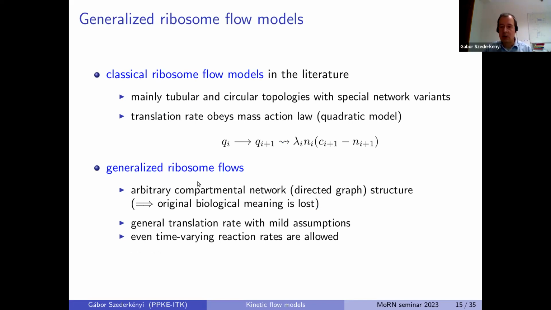A few words about how we generalized these ribosome flow models. In the literature, mainly tubular and circular topologies were considered, and the translation rate was mass action type, which means that it was quadratic. We generalized such models in several aspects. We allowed an arbitrary compartmental network structure, not only tubular or circular, and a general reaction or translation rate with quite mild assumptions, and also we allowed explicitly time-varying reaction rates.